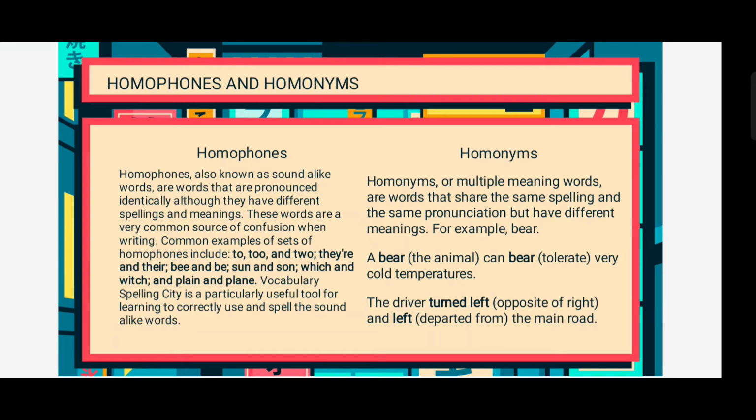sound-alike words. Homonyms. Homonyms, or multiple meaning words, are words that share the same spelling and the same pronunciation but have different meanings. For example, bear. A bear, the animal, and bear can be described as tolerant, or to endure. Another example: left, very cold temperature. The driver turned left, opposite of right, and left departed from the main road.